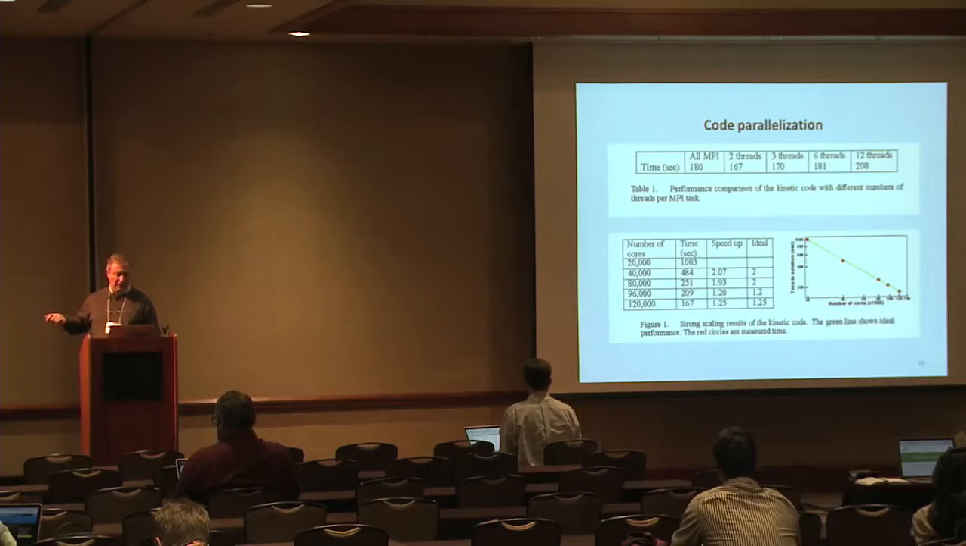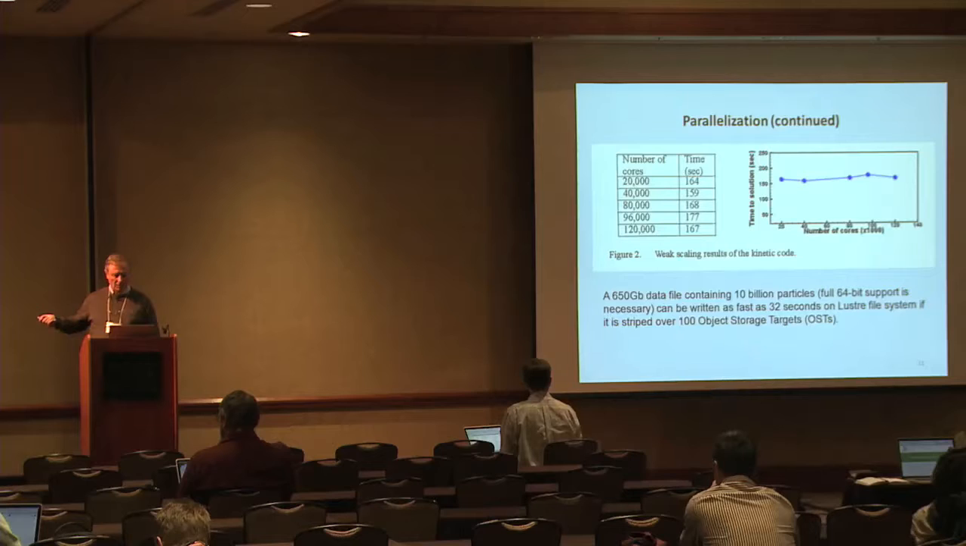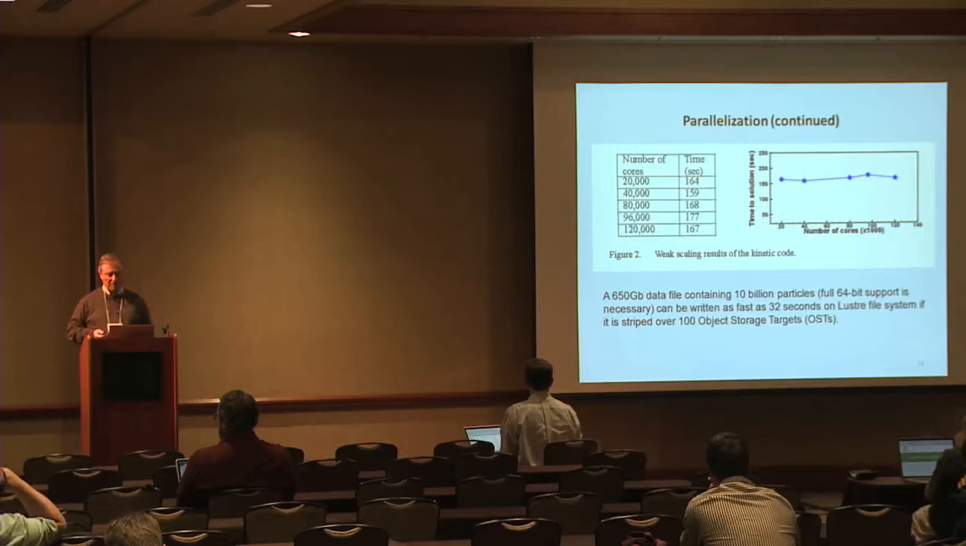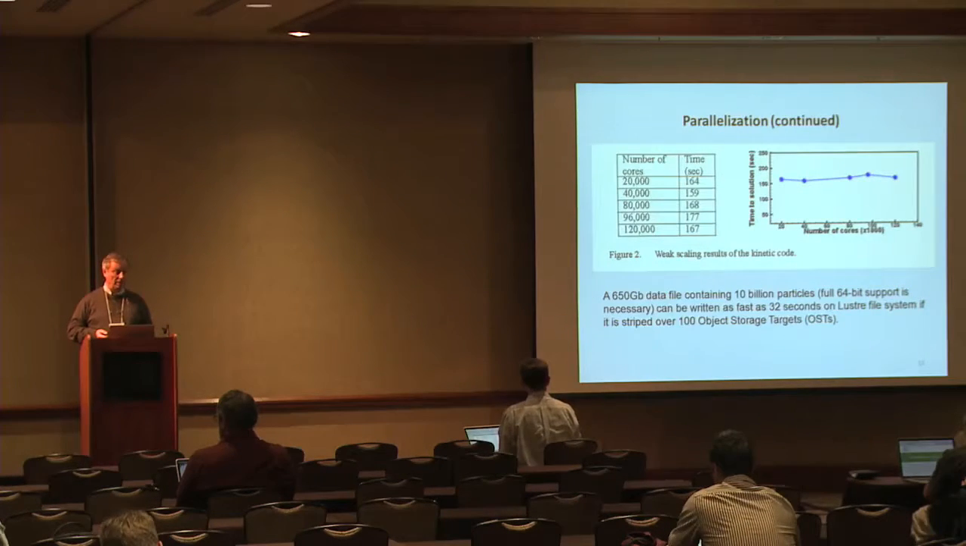last year. This figure shows strong scaling for up to 120,000 cores. We have 160,000 already, which is as good as what I'm showing here. The weak scaling results are also pretty nice. We are performing kinetic simulations right now with up to 10 billion particles. We're using the Monte Carlo approach to solve the Boltzmann equation. I know this is maybe far from the peak performance, but still, these are adaptive simulations, even for the kinetic solver, and we can write 650 gigs in about 32 seconds.